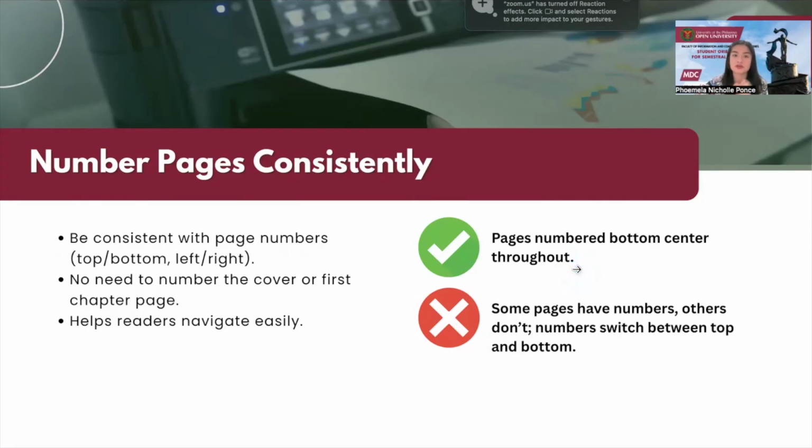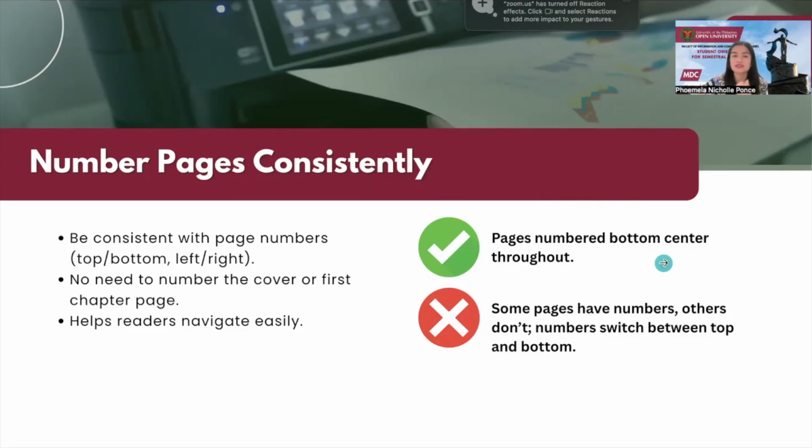Next, we have to number our pages consistently. Be consistent with the page numbers. If you want to put it at the top, just put it at the top from start to finish. If it's at the bottom, the left side, or the right-hand side, be consistent on those. No need to number the cover or first page or first chapter page. What's nice in having a page number is that it would be very easy for the readers to navigate your paper, especially if you have a table of contents.